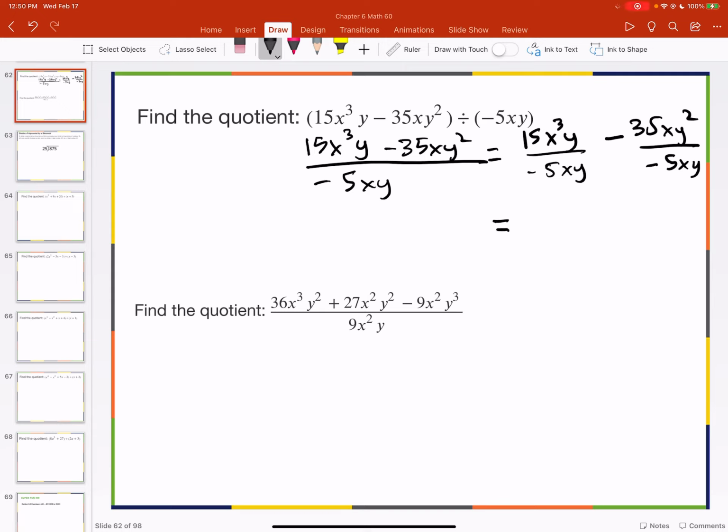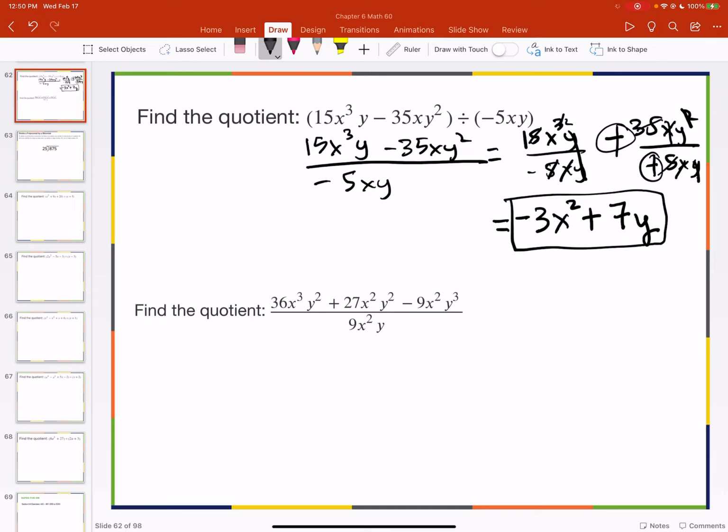So then that's going to be 15 divided by negative 5 is negative 3. X cubed divided by x, that cancels out 1, so that's x squared. And then the y's cancel out. Here, this negative and negative become a positive because we're dividing them. 35 divided by 5 is 7. The x's cancel out, and then the y squared and the y cancels out one of the y's. Okay. All right. So that's it for this one.